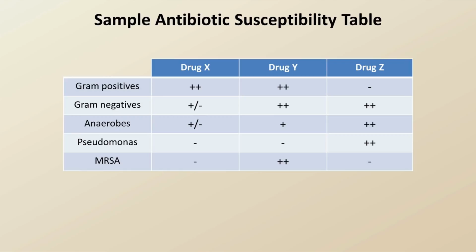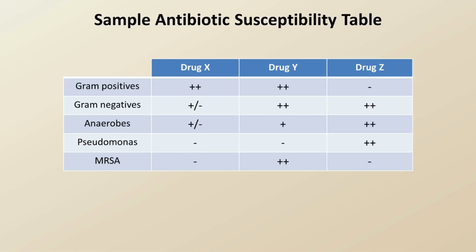So what do these pluses and minuses mean? 2 pluses mean that, in general, coverage of this category of bacteria by this drug is excellent. 1 plus means that, in general, coverage of this category of bacteria by this drug is fair. A plus minus means that coverage is inconsistent and not reliable. And a minus sign means that there is little or no coverage.